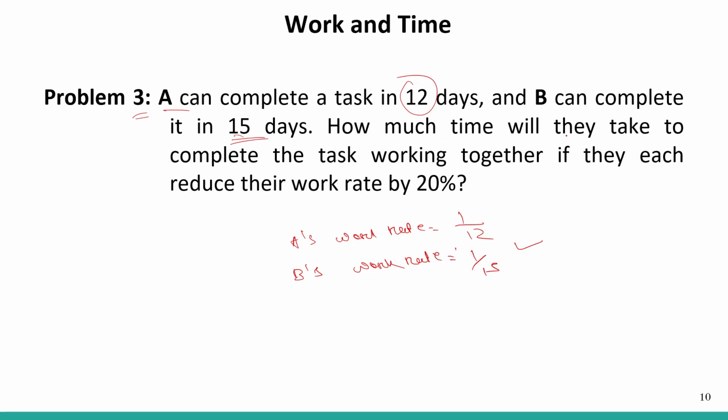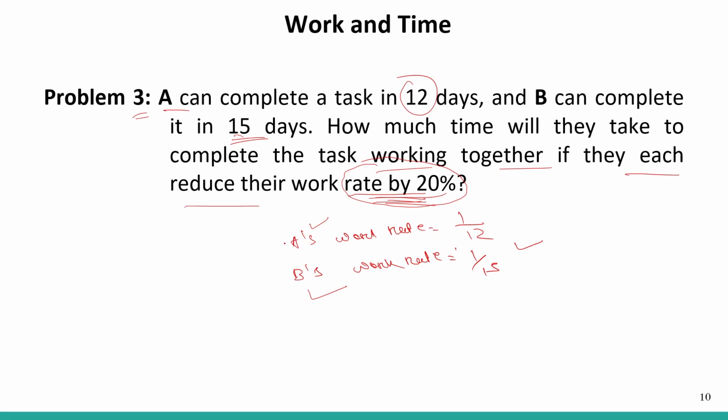So how much time will they take to complete the task working together if they each reduce their work rate by 20%? Okay, so working together, they reduce their work rate by 20%. When individually working, A works at its 100% efficiency and B works at its 100% efficiency. But now A and B work at 80% of their capacity.